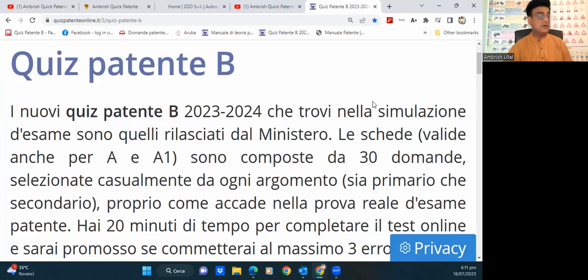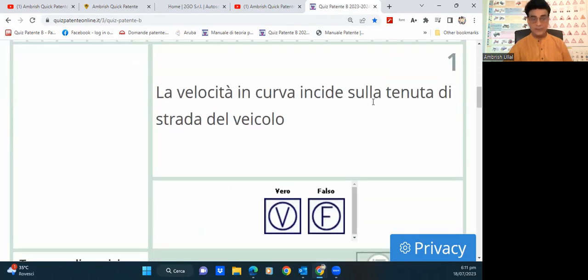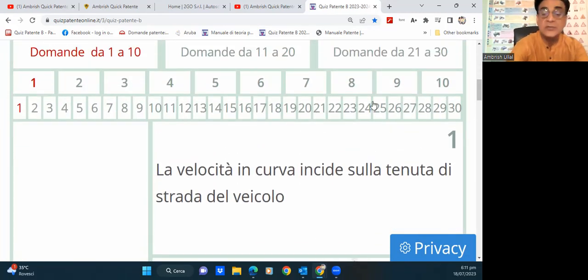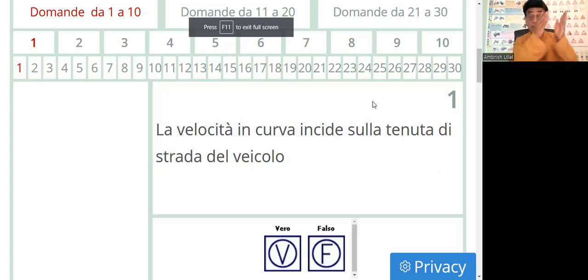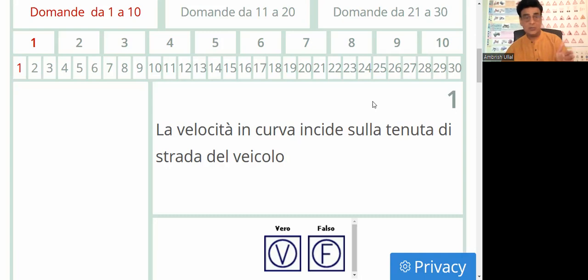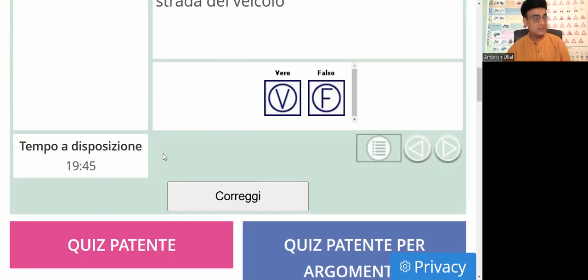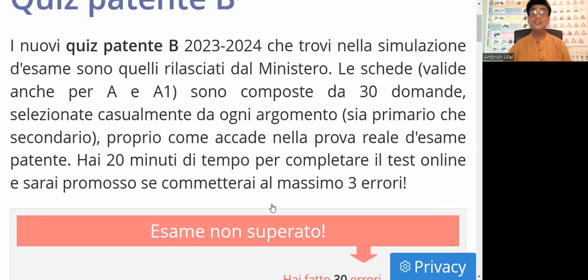Now, this is your page of the website of Motorizzazione. This is not an app. This is literally the page of the Motorizzazione website. So I can tell you with almost certainty what kind of questions are going to come tomorrow, because out of experience, you have 30 sets of questions, 20 minutes to answer them. I will stop the time, because we are not pressurized with time.